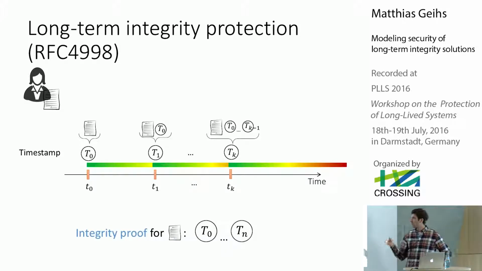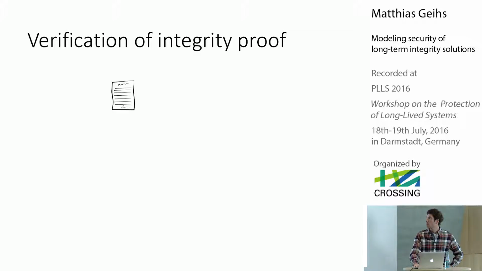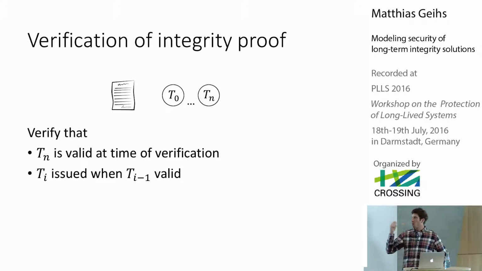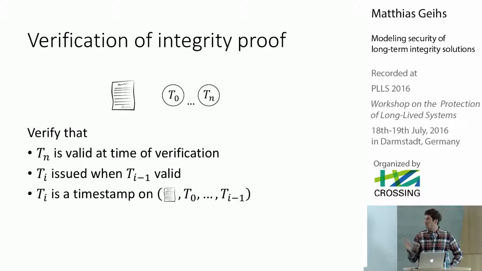So the integrity proof for the document is basically this sequence of timestamps. And when somebody, a verifier, gets the document and the sequence of timestamps, he has to check: is the last timestamp valid at the time of verification of the integrity? And for all timestamps, were they issued when the previous timestamp was still valid? And we have to check that the timestamp refers to all the previous timestamps and the document, and especially the first timestamp must refer to the document itself.